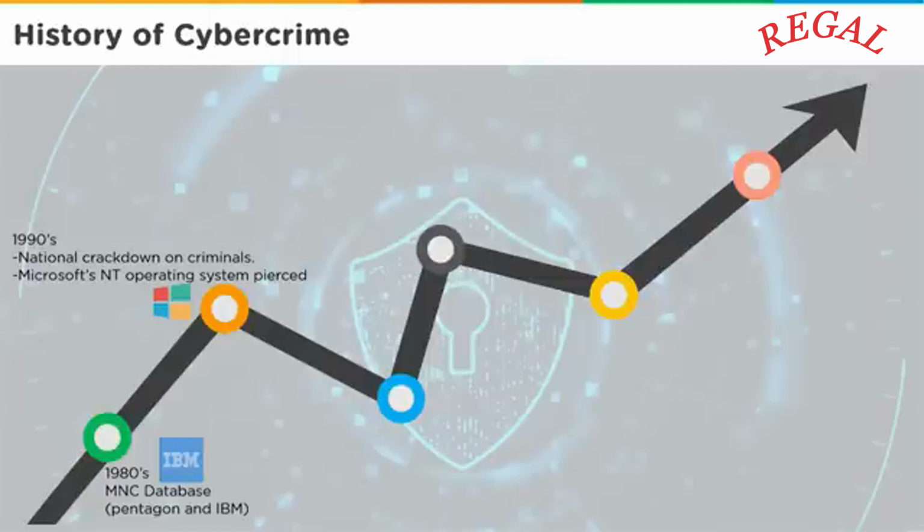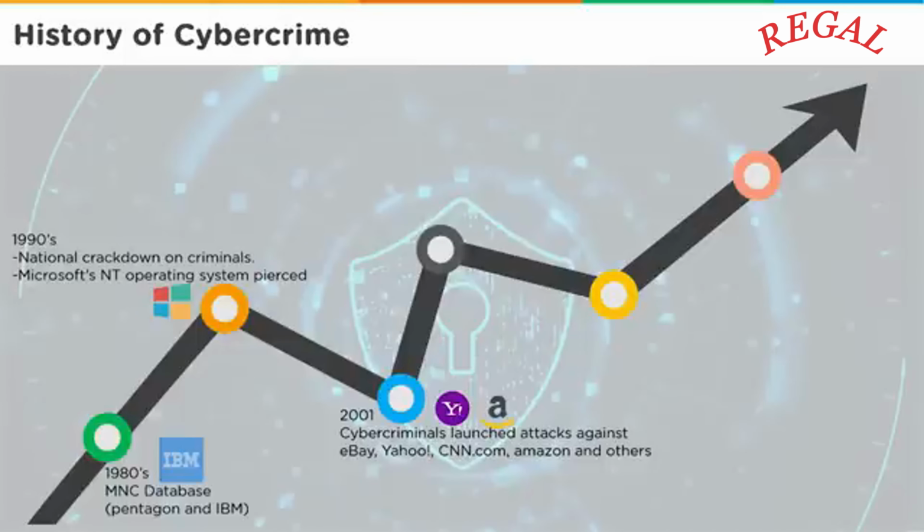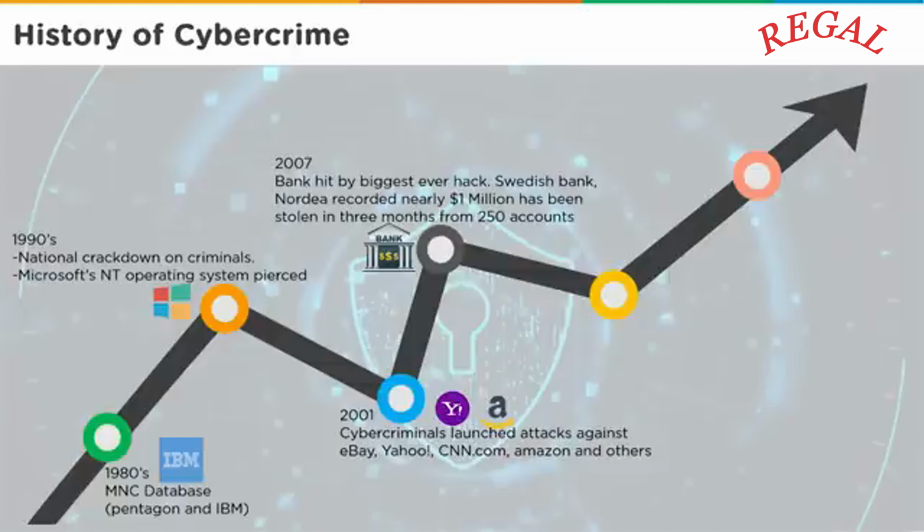Before this, hacking was very much limited to organizations who used computers. But in the late 80s, the internet happened, and then we had e-commerce coming in, which basically led to online retail stores, online banking, and online data stores as well, which then led to criminals hijacking this data or hijacking your money and trying to steal it on the internet itself. In 2001, cybercriminals launched attacks against eBay, Yahoo, CNN, Amazon, and other organizations. In 2007, this was where one of the biggest bank hacks had happened.